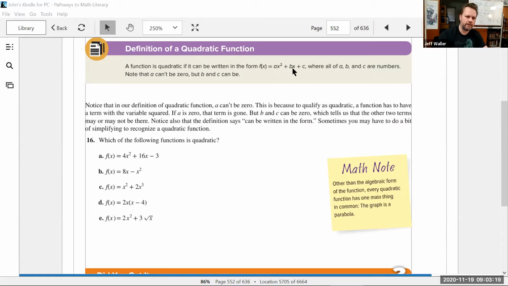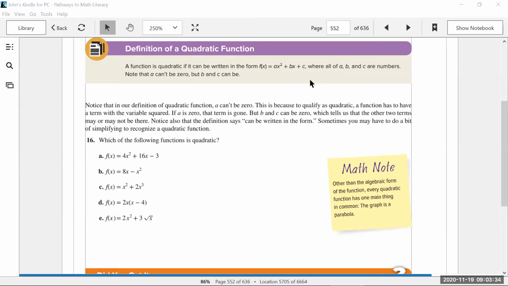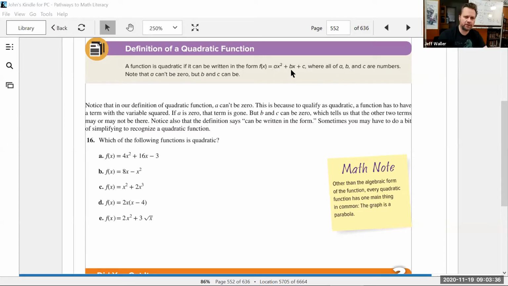Between these A, B, and C, why does it make sense that A is the only one that cannot be 0? What would happen if A was 0? What kind of function would it be? It would be linear, exactly. If you kill this term, you have a linear function. It's not quadratic anymore.